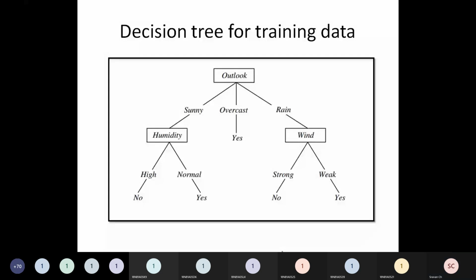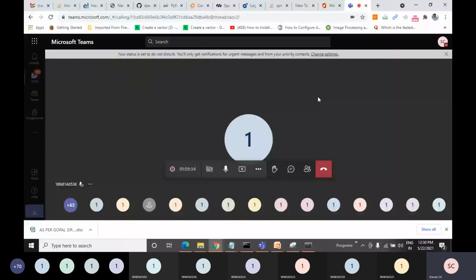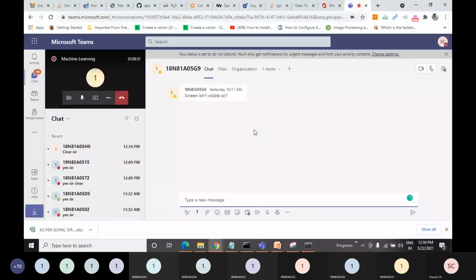So is it clear to everyone? Of course, I understand it's a very big example. The process was a very lengthy process, but it is important, very important, a most expected question. So please let me know whether you understood the construction process of the decision tree. Please respond.